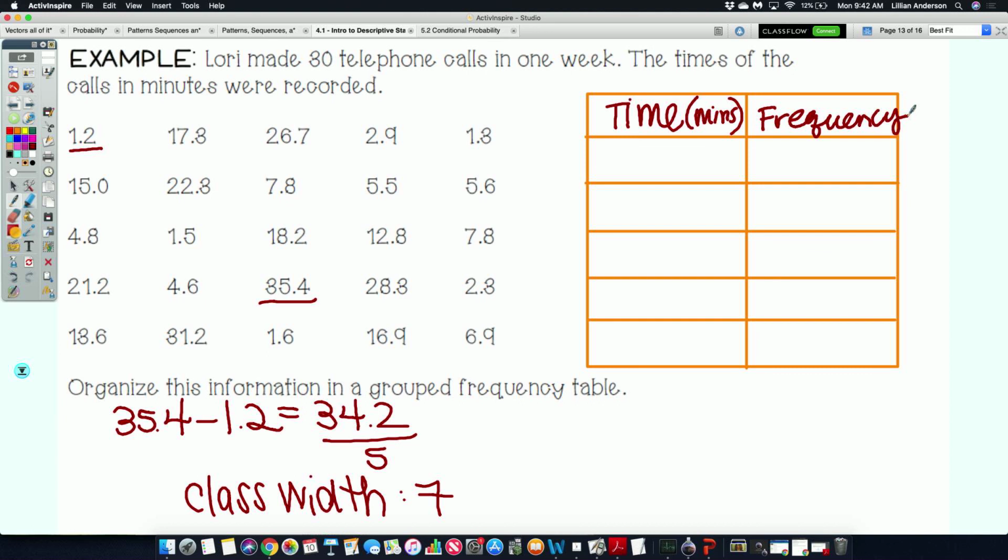Now we need to create our lower limits and our upper limits. We can either do this by using the minimum value, or since our minimum value is 1.2, we could use 1 also. It's up to you whether you want to deal with decimals or whole numbers as your classes. Whole numbers. So since 1.2 is your minimum, you want to go down to the next whole number, which is 1. Okay? So 1 is less than x.